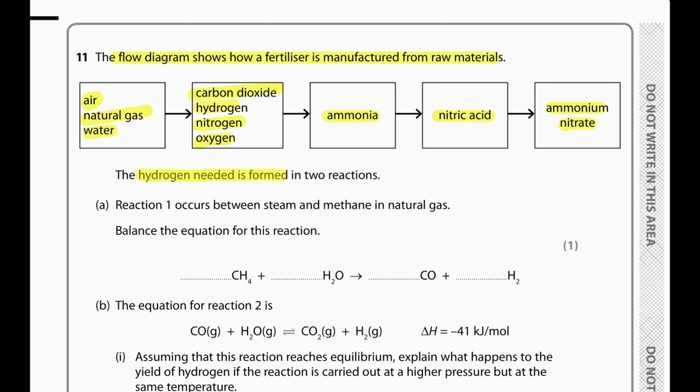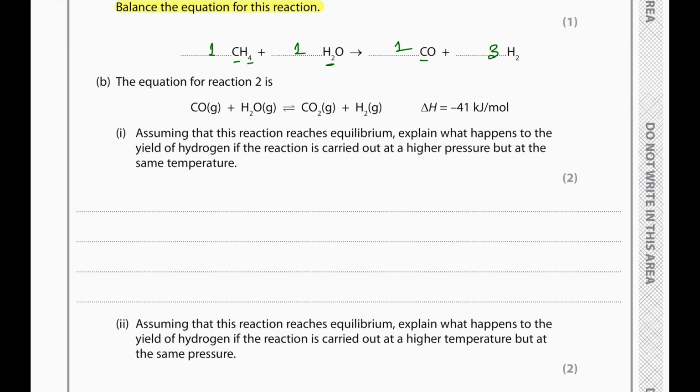The hydrogen needed is formed in two reactions. Reaction 1 occurs between steam and methane in natural gas. Balance the equation for this reaction. 1 carbon produces 1 carbon monoxide, but 4 hydrogens are going to produce 2 hydrogen molecules. However, since we also have 2 hydrogens from here, the total will be 3 molecules of hydrogen. The equation for reaction 2 is carbon monoxide reacting with water, steam, producing carbon dioxide gas and hydrogen.